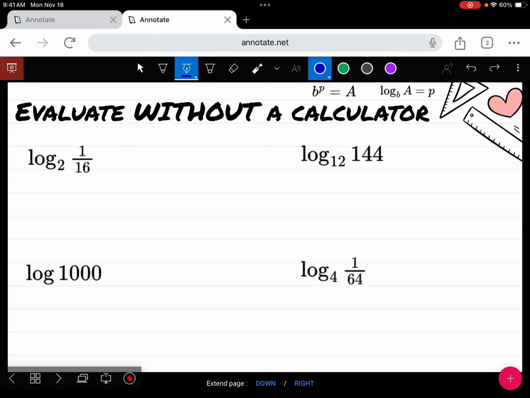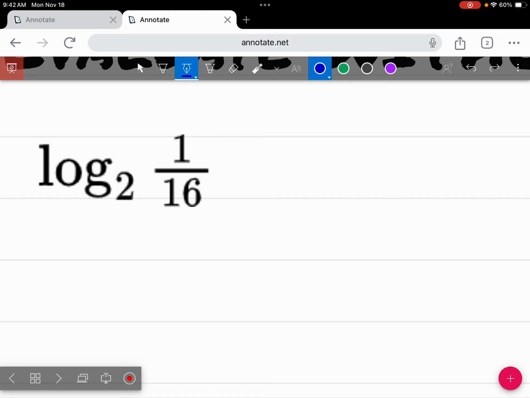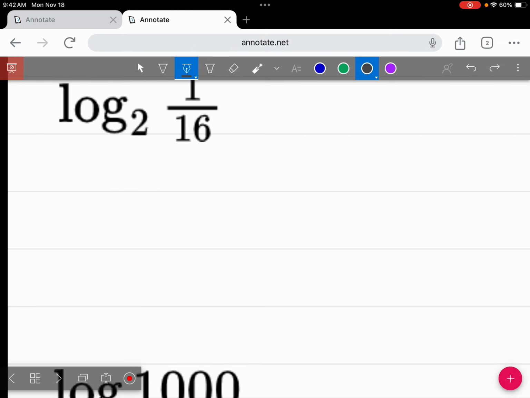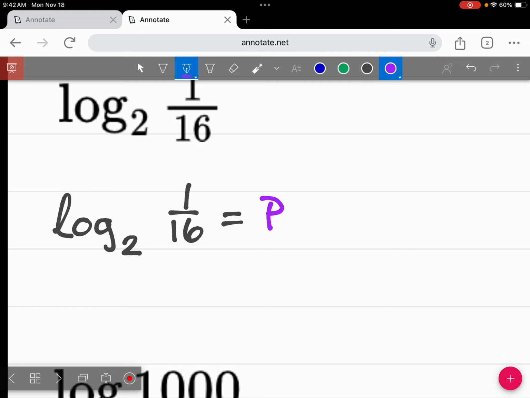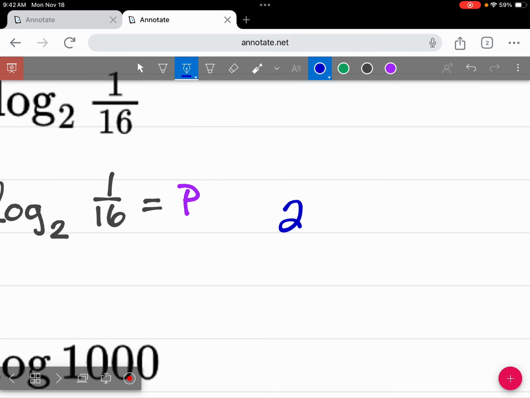All right. In algebra, we're going to look at just a few of these. Evaluating without a calculator, because honestly, at this point, we don't know how to put it in the calculator. So what we're really asking here is to find the power. So if it helps, you can rewrite these as an equation where we have log base 2 of 1/16 equals some power. So 2 to what power equals 1/16?